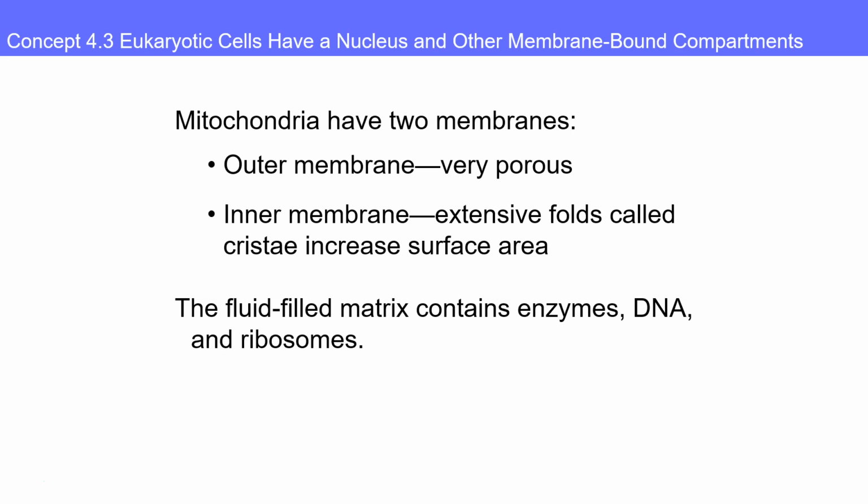Mitochondria have two membranes: an outer membrane, which is very porous and allows everything to go through, and an inner membrane, which has extensive folding, much like various prokaryotes, called cristae. That allows more surface area. More surface area means more places for reactions to occur. The fluid-filled matrix will contain enzymes, DNA, and ribosomes. Now, DNA and ribosomes are in there, so that means it has very similar characteristics to a prokaryotic cell. It just cannot live on its own, so now it's called an organelle.